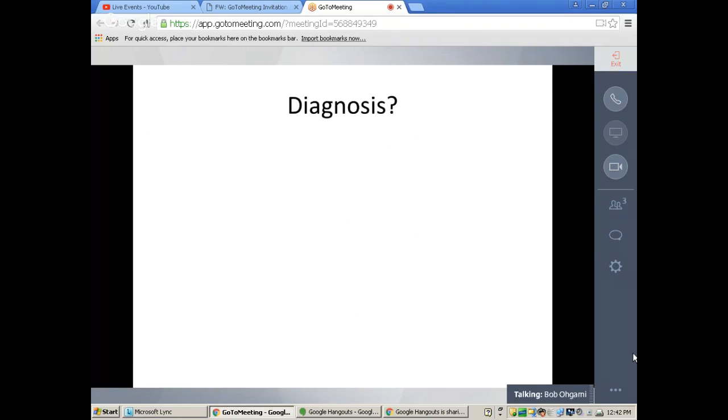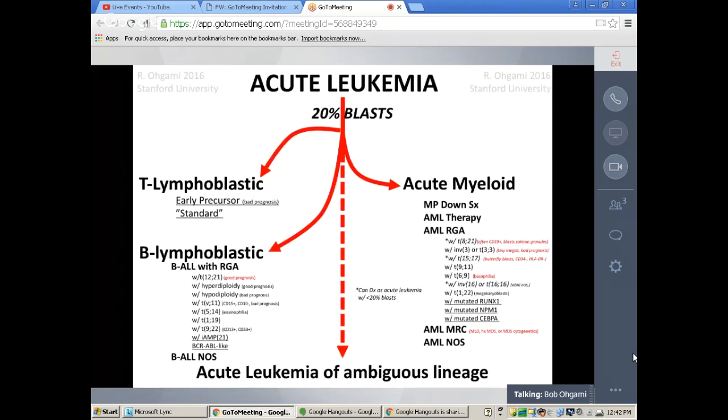Well, again, we return to our roadmap. We see that we're dealing with 20% blasts, so we can start to head into acute leukemia land. We don't have CD3 expression on our acute leukemia. We don't have CD19 or any of these other B-cell markers. But we do have MPO, and so we're in the acute myeloid leukemia area. And now we can head down to continue to subclassify our acute myeloid leukemia even further.